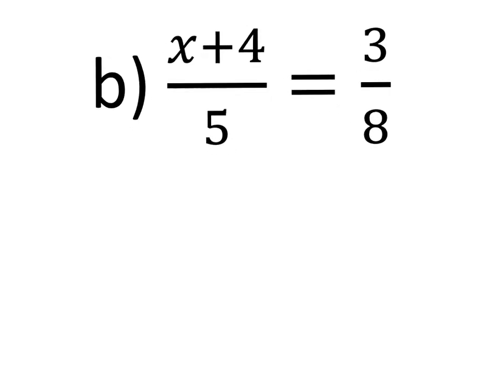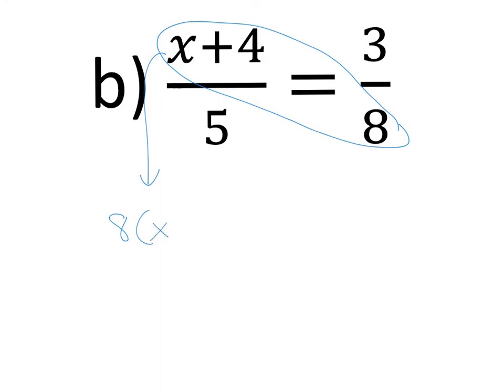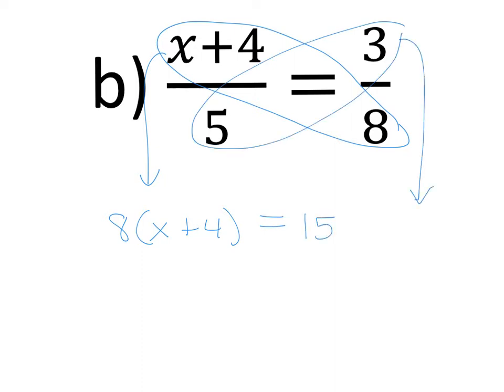Okay, so we're going to do the same thing. We're going to cross multiply. So I'm going to take 8 times x plus 4. So you've got 8 and then x plus 4 equals, and then you're going to cross multiply here. 5 times 3 is 15. So you're going to go ahead and distribute the 8 to both parts. So you have 8x plus 32.